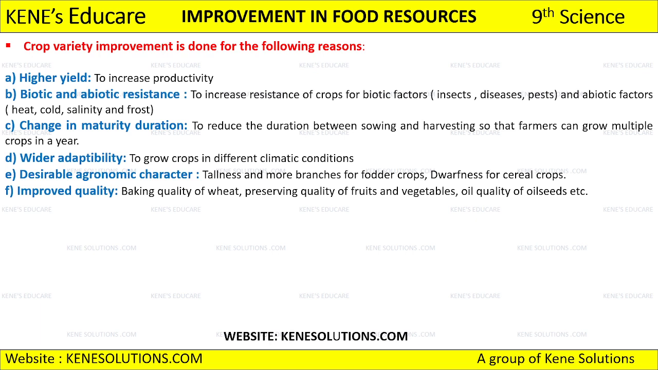Then the last point is improved quality. Baking quality of wheat, preserving quality of fruits and vegetables, oil quality of oil seeds. These are different examples, and these are the reasons why crop variety improvement is important.